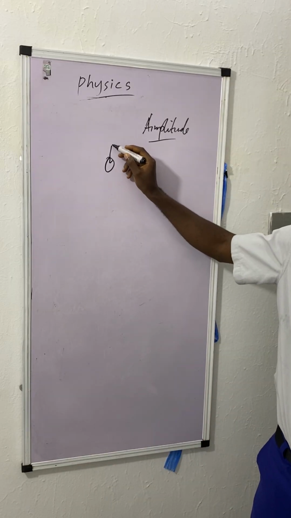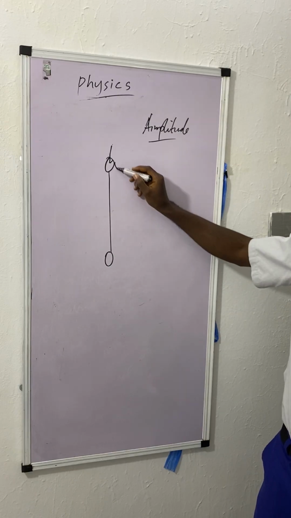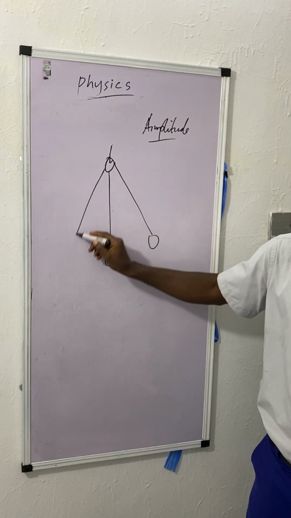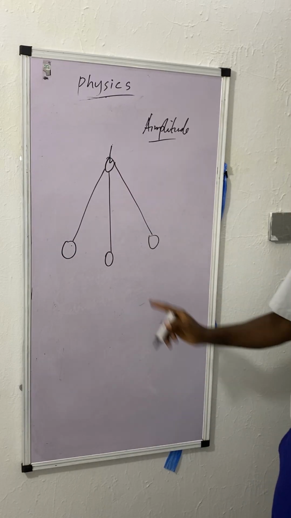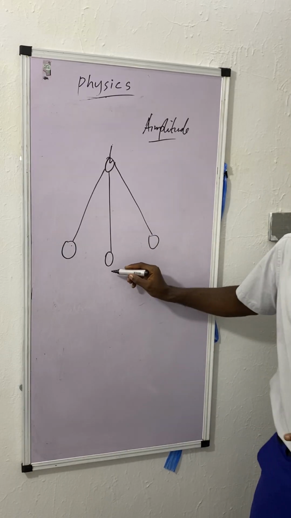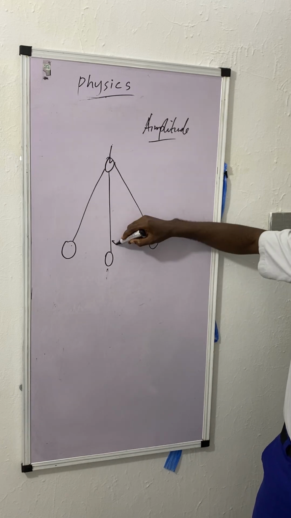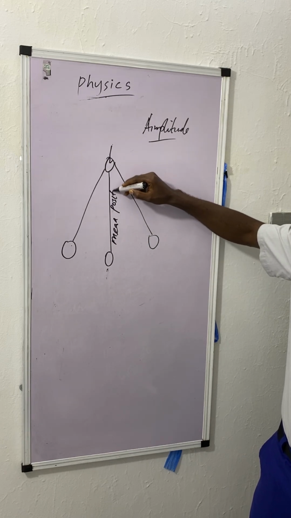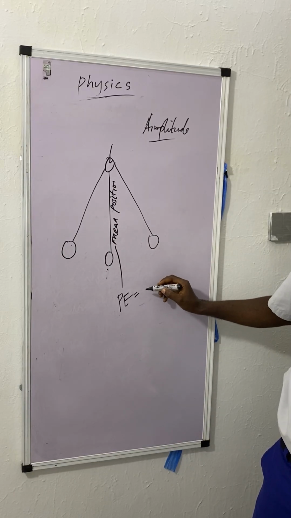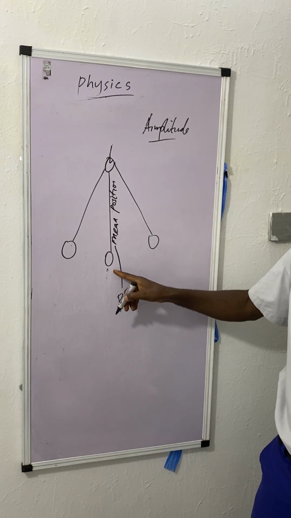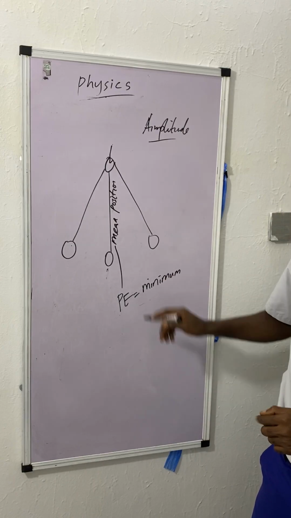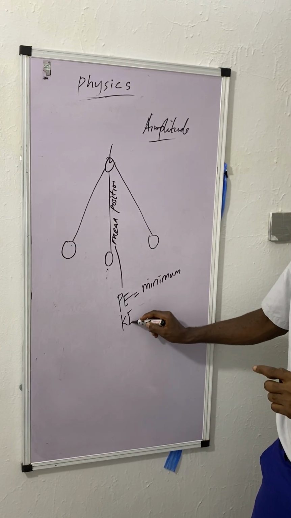So let's say this is the hook of the pendulum bob, and this is the pendulum. Here is one of the extreme positions, and this is the second extreme position. It's oscillating from right to left. So this here is the mean position. At this mean position, potential energy is at its minimum, and here kinetic energy is at its maximum.